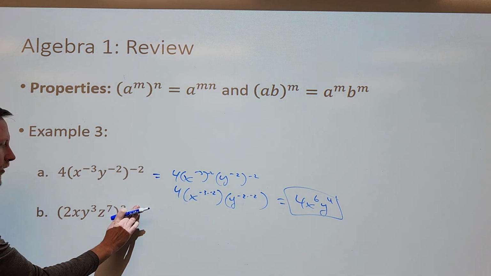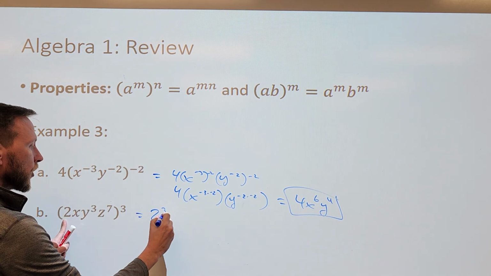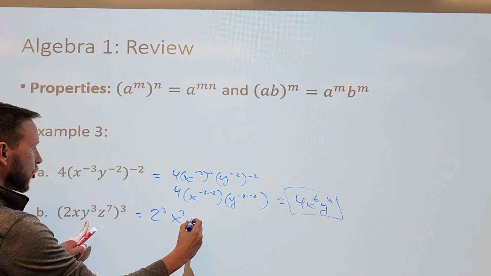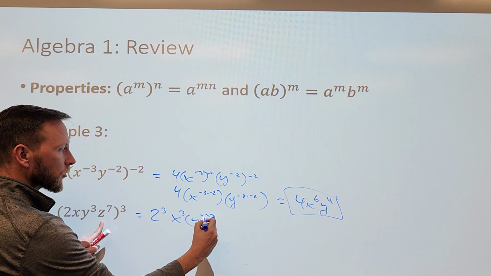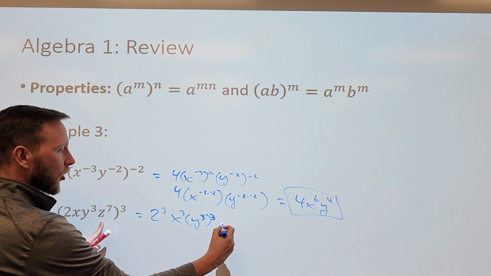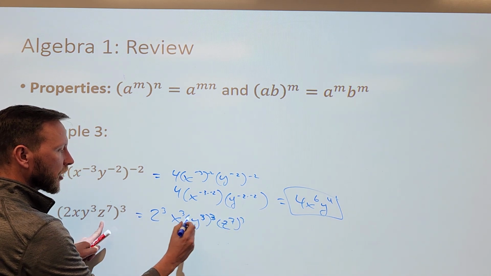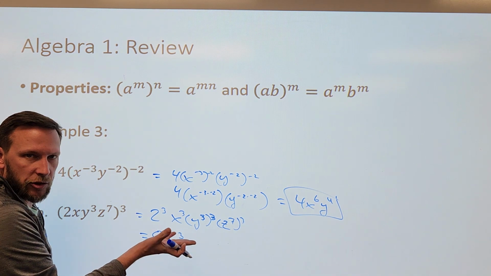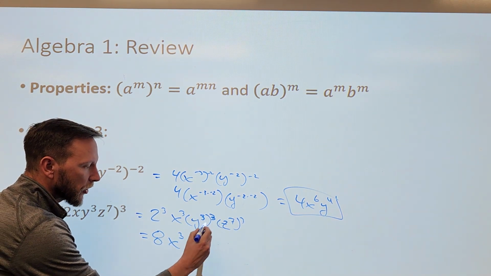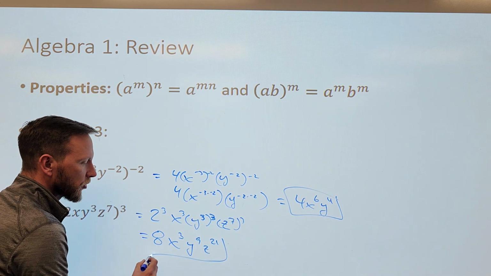All right, and then over here, again, now this 2 is inside, so 2 gets cubed, x gets cubed, y cubed gets cubed. That's a 3 in some cultures. I got bad handwriting. And then we also have z to the 7th gets cubed. All of those things get cubed. 2 cubed we know already is 8, x cubed, oh, that's just x cubed, right? That's easy. y to the 3 times 3 is y to the 9th, and z to the 7 times 3 is z to the 21st power.